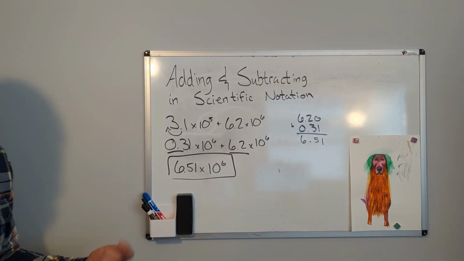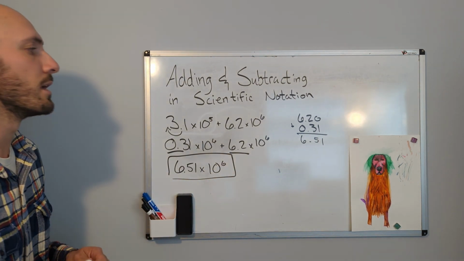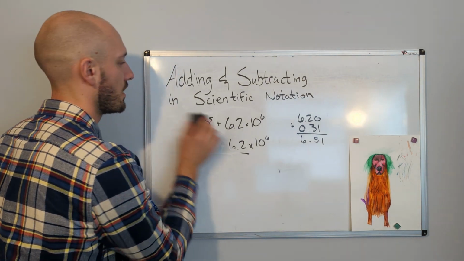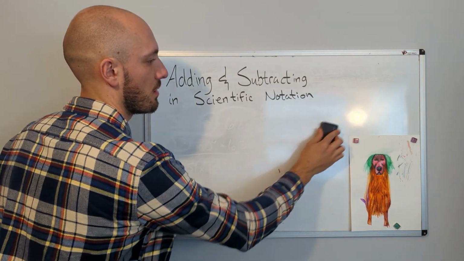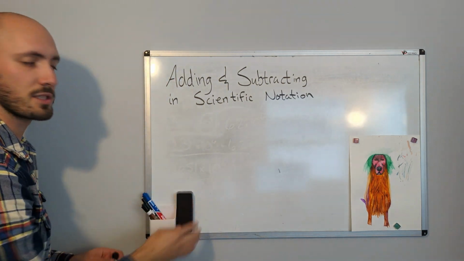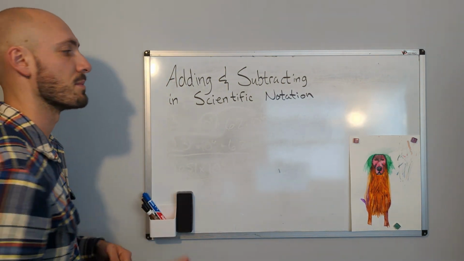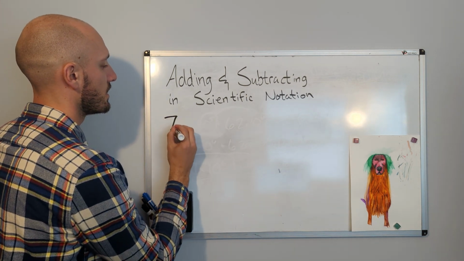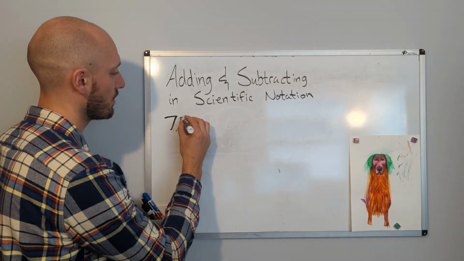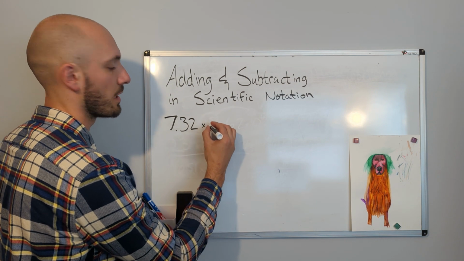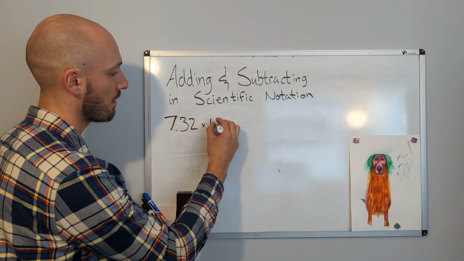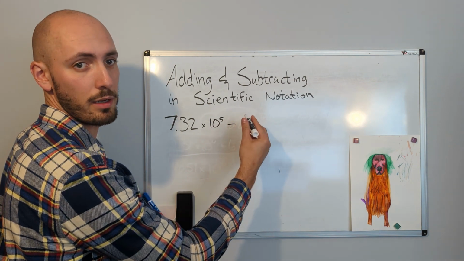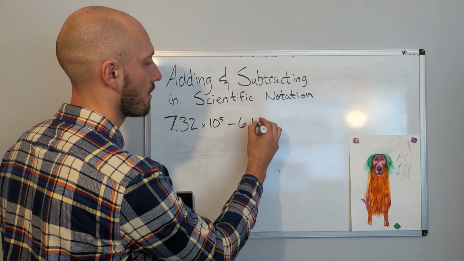So that's how we add numbers when they are in scientific notation. Subtraction is just about the same. We still have to adjust our exponents to be the same. So let's look at an example of subtraction. 7.32 times 10 to the 5th minus 6.1 times 10 to the 4th.